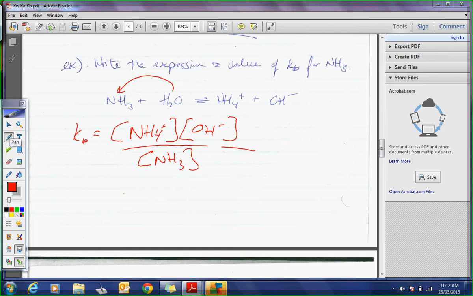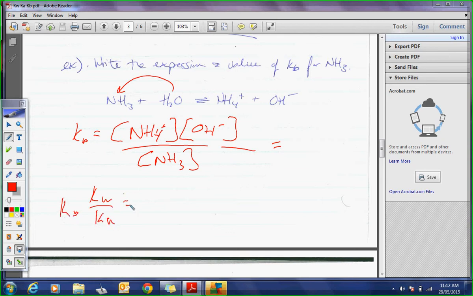And they will put water in one of the multiple choice answers, just so you know. Everybody okay with that? So that's the expression. What's the value? What's the number of Kb? What does that equal? Kw divided by Ka.